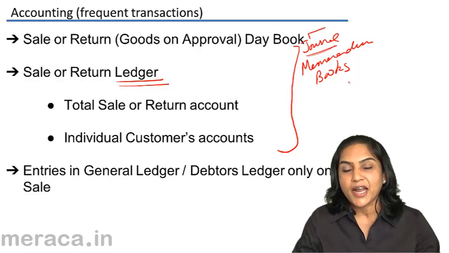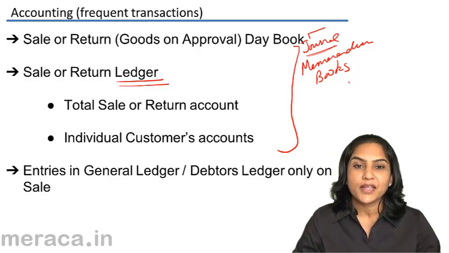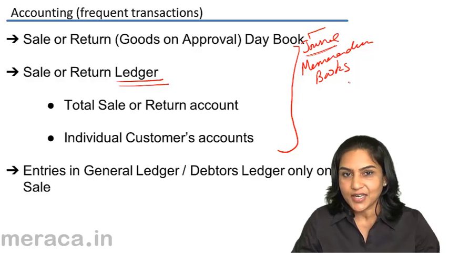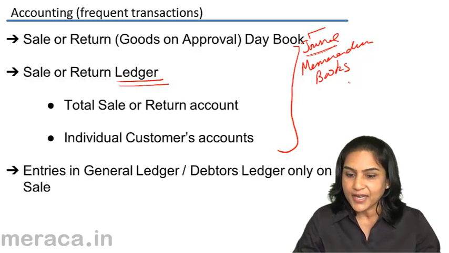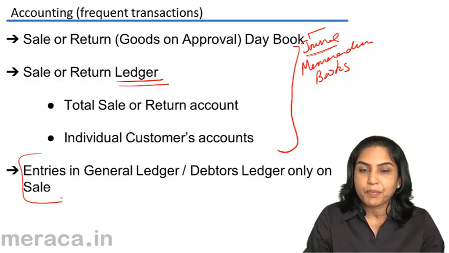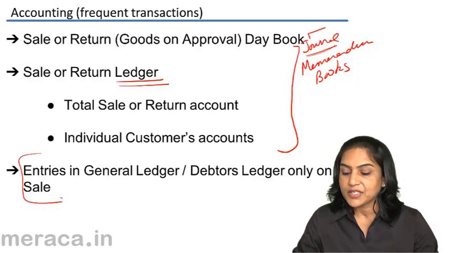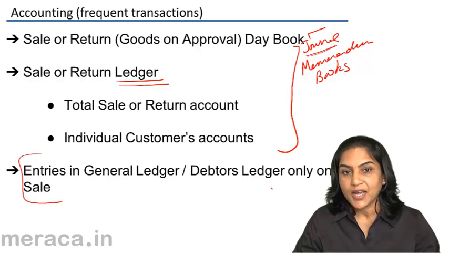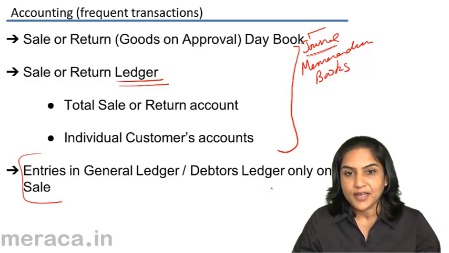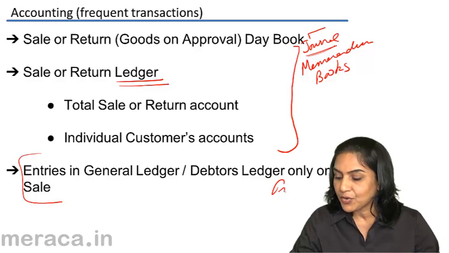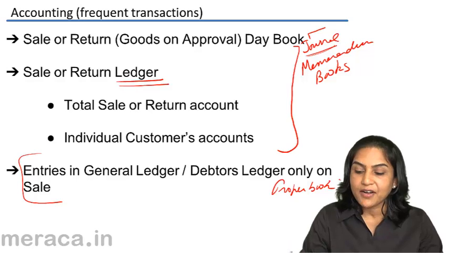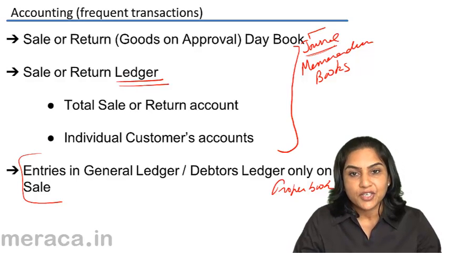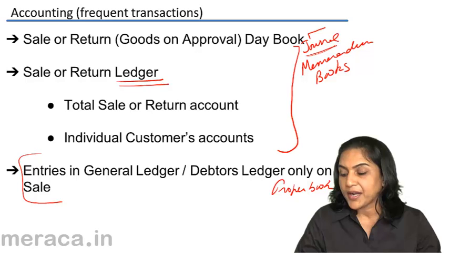When the goods are actually approved, that is when the actual sales transaction has taken place, and it is only then that entries are made in the proper accounting books. Entries are made in the general ledger and the debtors ledger on actual sale, debiting the individual debtor, the customer, and crediting sales. This is the only proper book of account. The sale or return ledger and the sale or return journal are both memorandum books.